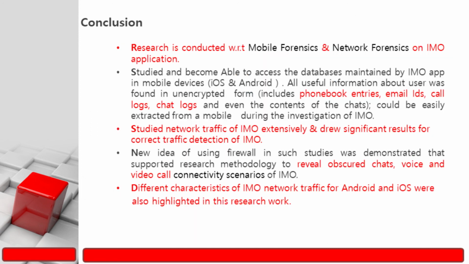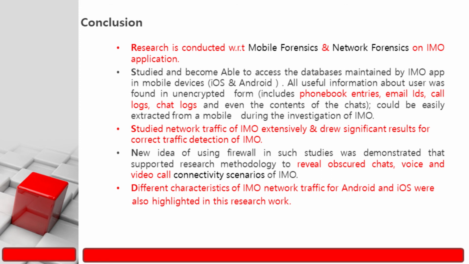In this slide, we discuss the conclusion with respect to the research paper. The research was conducted with respect to mobile forensics and network forensics on the IMO application. They studied and were able to access the databases maintained by the IMO app in mobile devices, iOS and Android. All useful information about the user was found in unencrypted form. That includes phone book entries, email IDs, call logs, chat box, and even the content of the chats could be easily extracted from a mobile during the investigation of IMO.